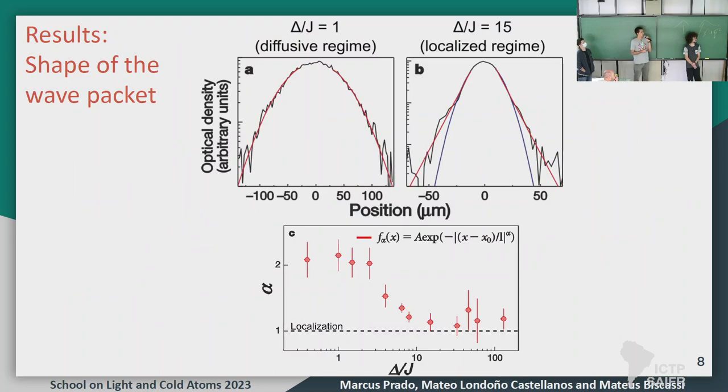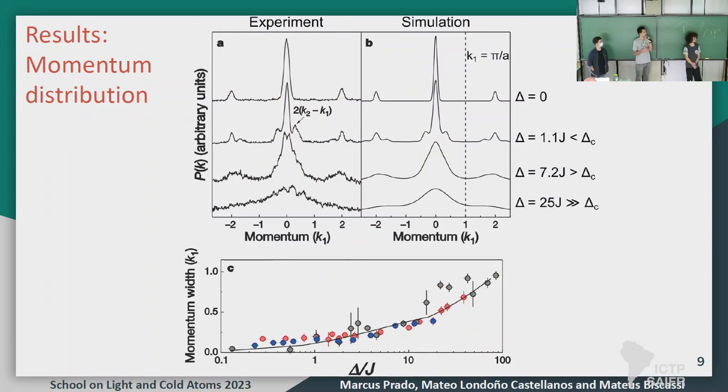We can also find additional signatures for Anderson localization by analyzing the final shape of the wave packet. The authors perform a fit of the spatial profile of the wave packets, which shows it goes from a Gaussian shape to an exponential decay as the disorder is increased. This crossover between these two shapes occurs around the same disorder strength above which the expansion of the cloud is suppressed. So this is another evidence for Anderson localization in the system.